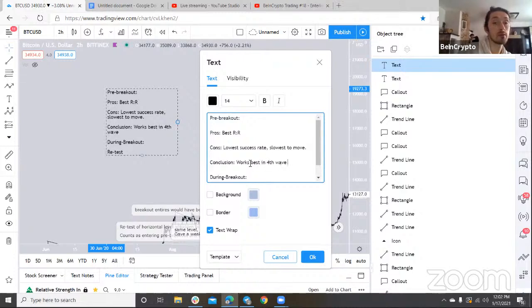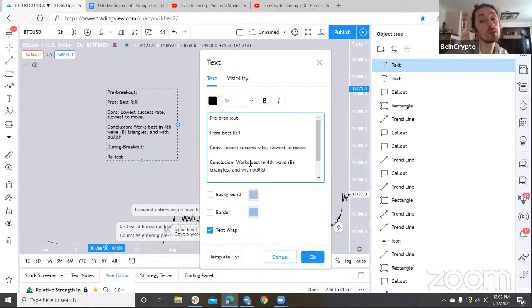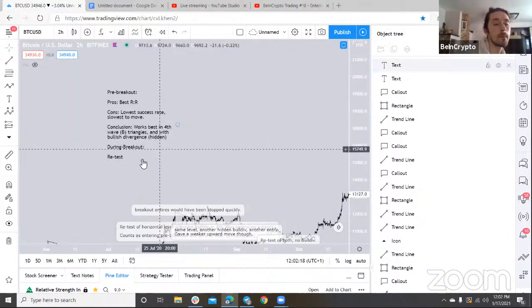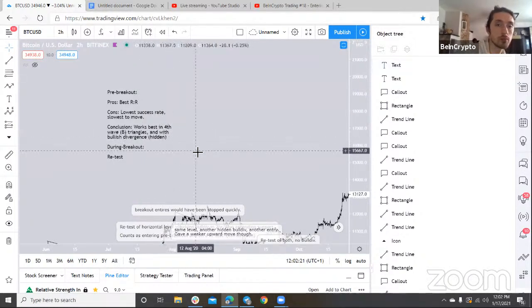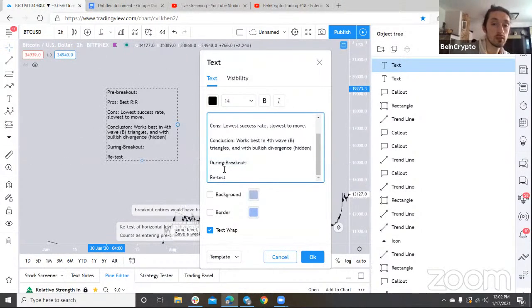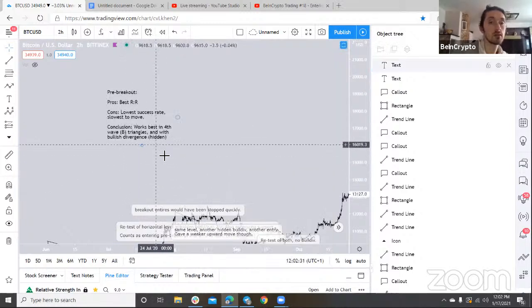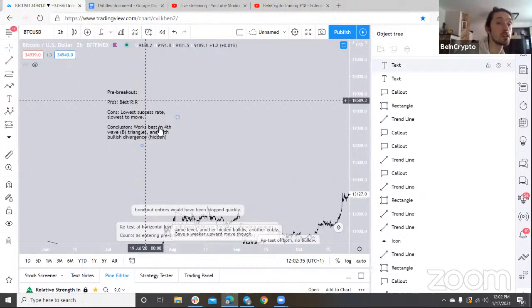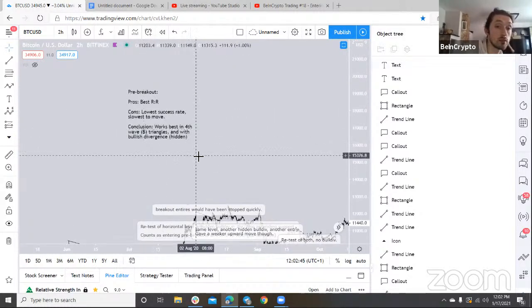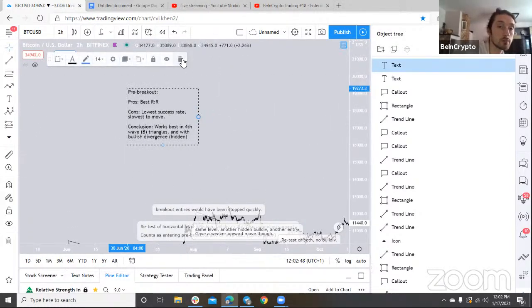Works best in fourth wave or B triangles, and with bullish divergence. I'll write hidden in parentheses since whenever we have accumulation, I've found that hidden divergences are slightly more common than regular bullish divergences. Okay, so yeah, just gonna leave this there for a second. So it has the best risk to reward ratio, but it has the lowest success rate since you don't know if the price is actually going to break out. You're just assuming that it will. And it works best in fourth wave triangles or if you have hidden bullish divergence.